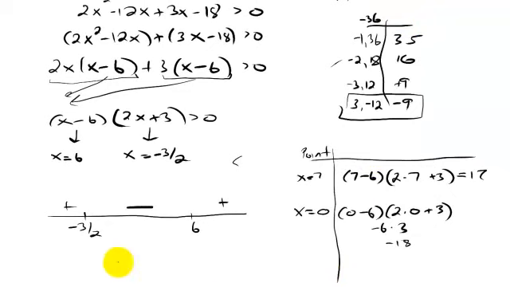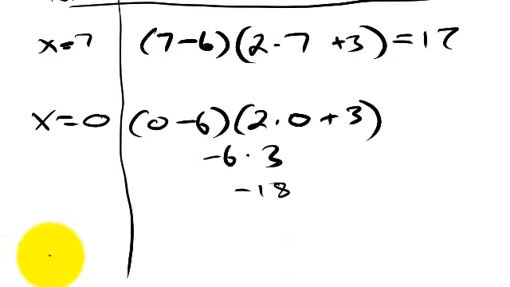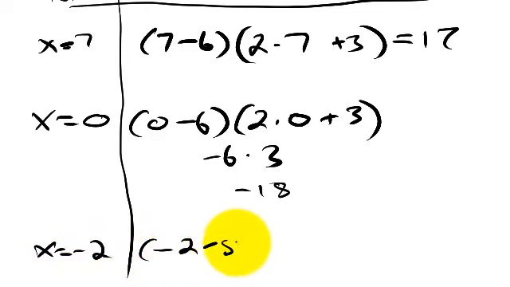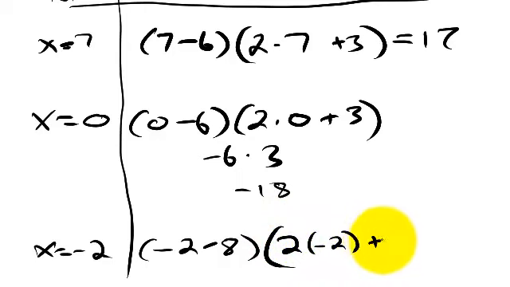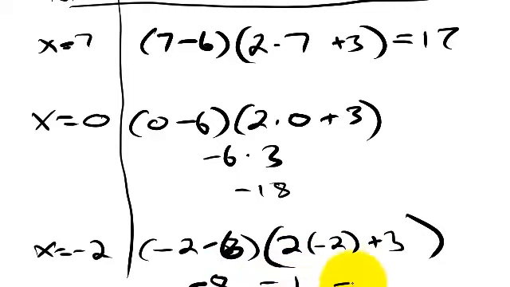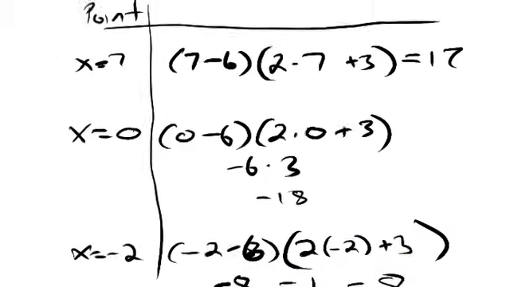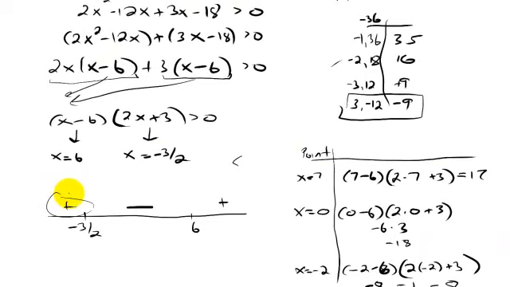Right? Between negative 3/2 and 6, we are below the x-axis, so this is negative. And finally, pick a point to the left of negative 3/2. Negative 3/2 is negative 1.5. So let's try negative 2. So that's negative 2 minus 6. I'm sorry, negative 2 minus 6. Wow. That's negative 8. And then 2 times negative 2 plus 3 is negative 4 plus 3. That's negative 1. And that's positive 8. Okay, well, that's positive. Exactly what we knew was going to happen.